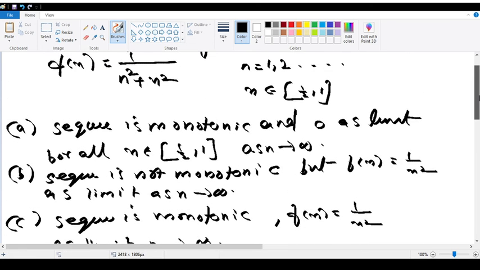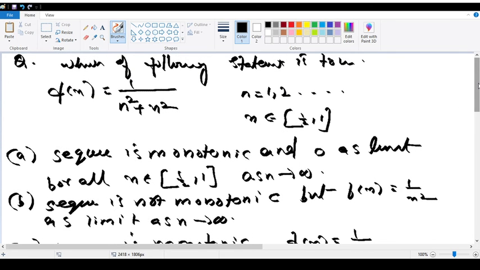So first you find whether the given sequence is monotonic or not. Then only you find what is the limit. Okay? Yes, ma'am. You try.